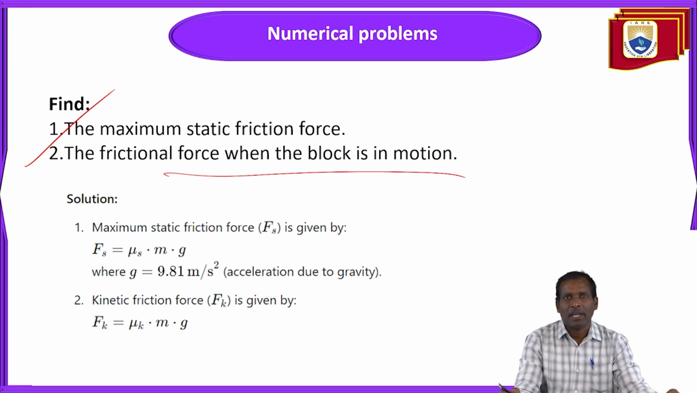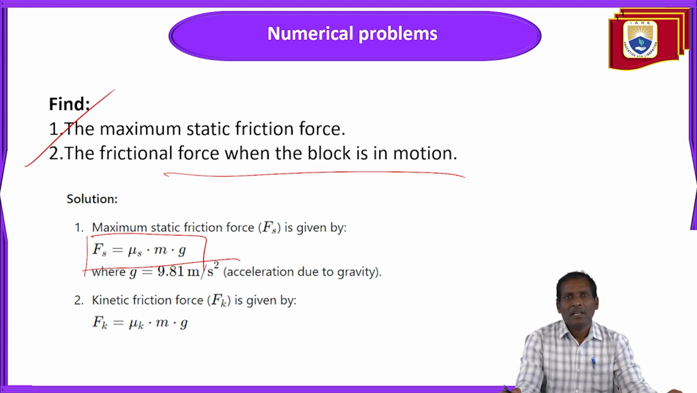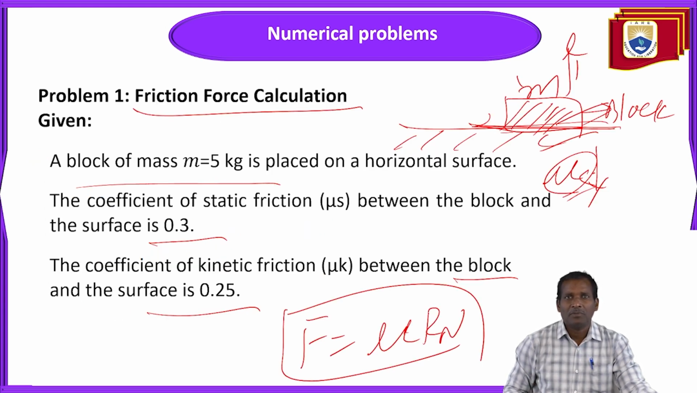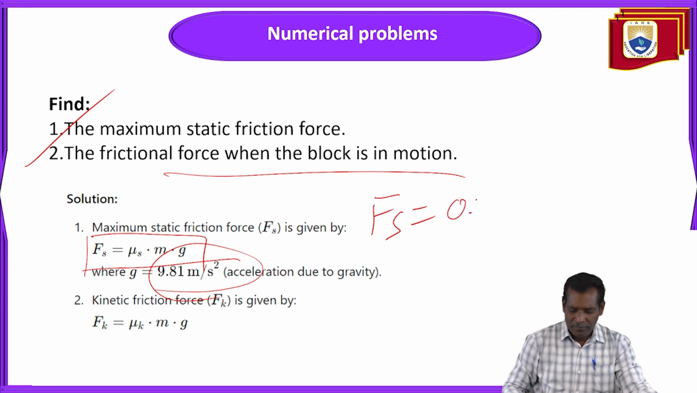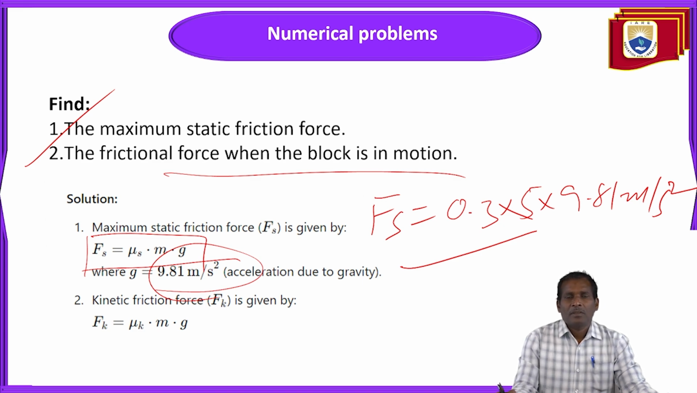The solution is the maximum force. How do you calculate it? The maximum static force is given by F equal to mu s into M into G. That is mg, where mass is given and g is 9.81 meters per second square, the acceleration due to gravity, which always acts downwards. Now calculate the static frictional force by substituting the given values. Your mass is 5 kg and your static friction coefficient is 0.3. So, the static friction is equal to 0.3 multiplied by 5 kg into 9.81 meters per second square. Clear?